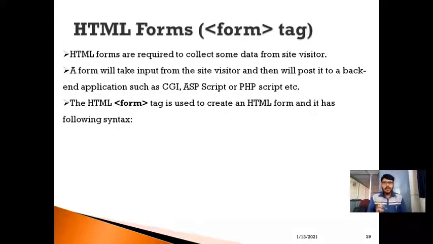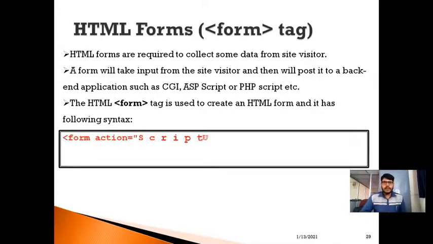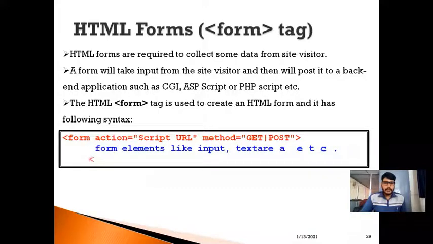Normally, to collect some data from the user, we create what? An HTML form. To create an HTML form, we use what? The form tag. So to create an HTML form, we have to use the following syntax. The syntax follows like this. We have to use a form tag. As you can see here, I'm going to write a form tag. Along with the form tag, I need to use the action attribute. In this action attribute, I need to specify the script URL.